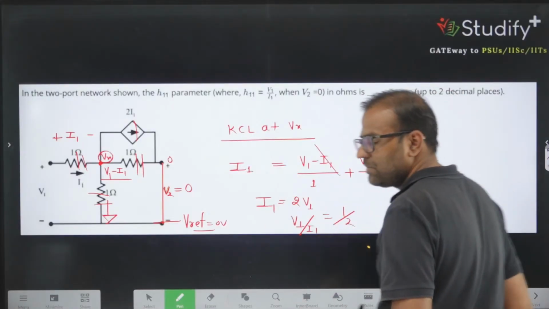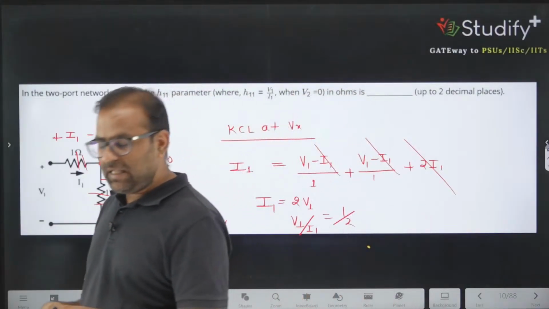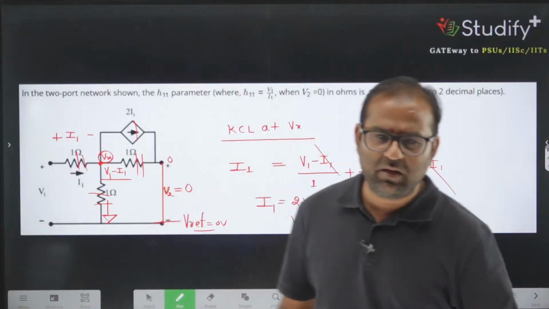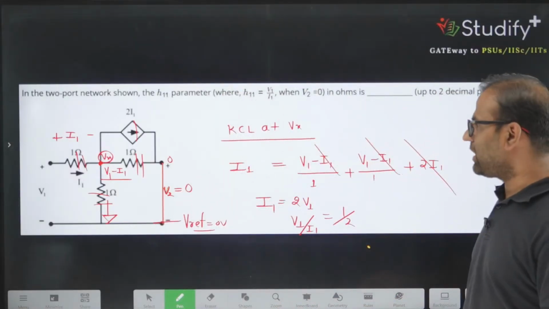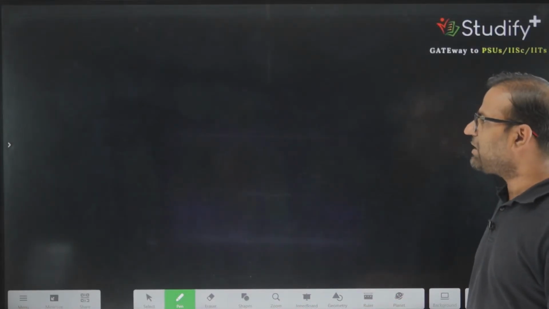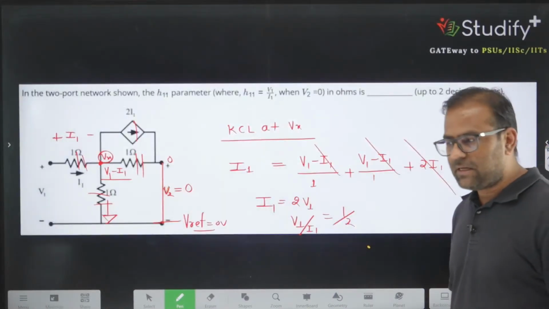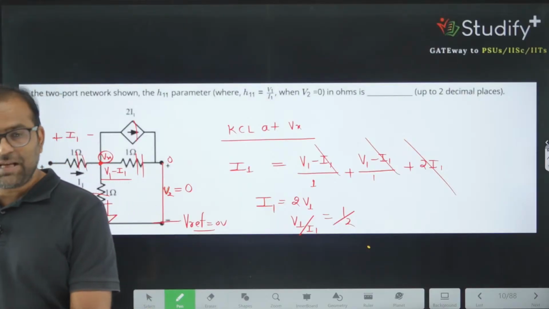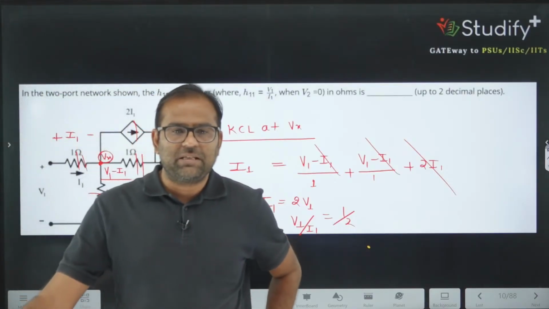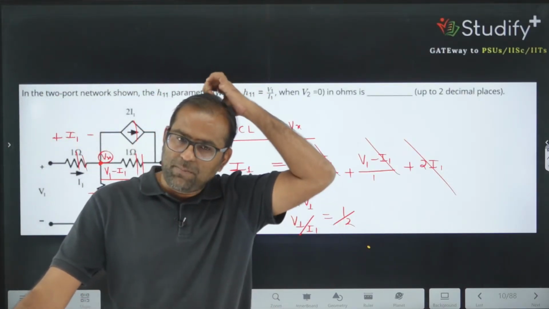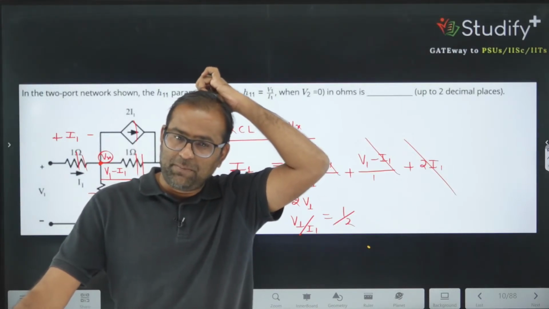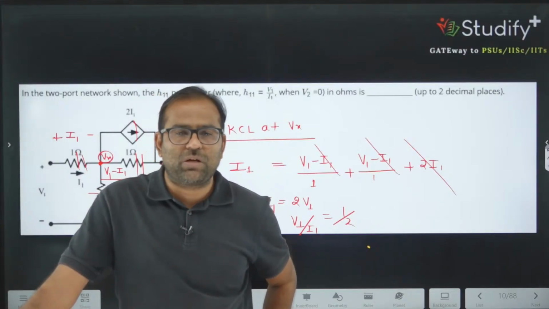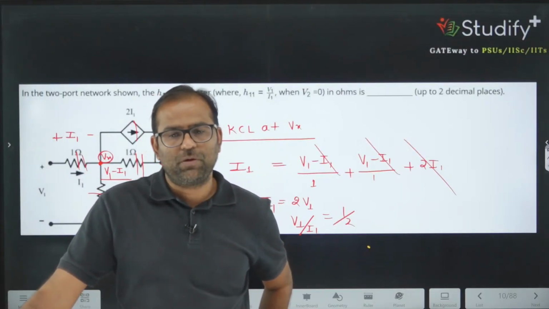1 by 2. So we can easily calculate this if you are comfortable with Kirchhoff's voltage law and Kirchhoff's current law. This is the only thing required to analyze the H parameter model. In our next class, in the last class, we will talk about the ABCD parameter, one more parameter, the T parameter, to analyze the two-port network. I hope you have understood this.